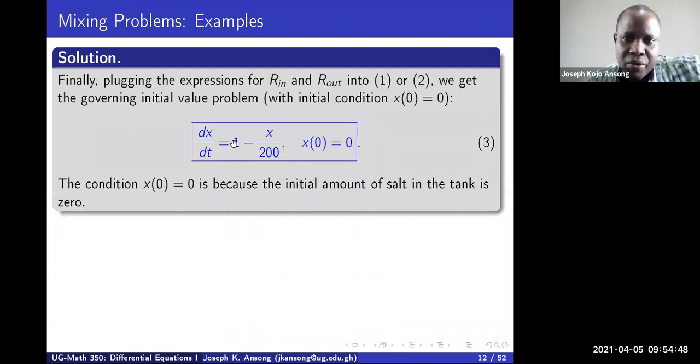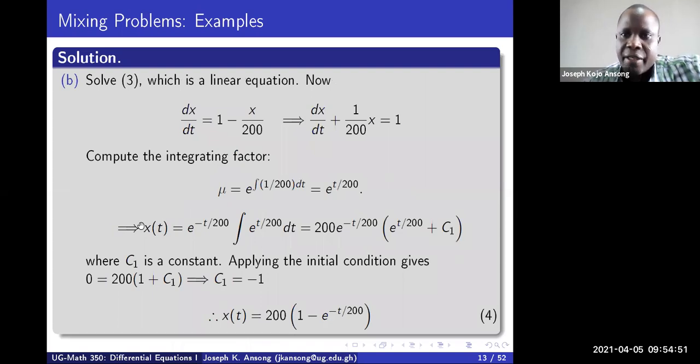Solve 3. Yes. So we have to solve this. It's a linear first order equation. And we know how to solve linear first order equations, right? So rewrite this as that, which is equal to 1. Okay, so I can look for an integrating factor, which will be equal to e to the integral of my P, which is 1 over 200, right? So 1 over 200 t, that gives me e to the t over 200. So I know the integrating factor. Multiplied throughout by the integrating factor, then d/dt of X times this is equal to the right-hand side, right?